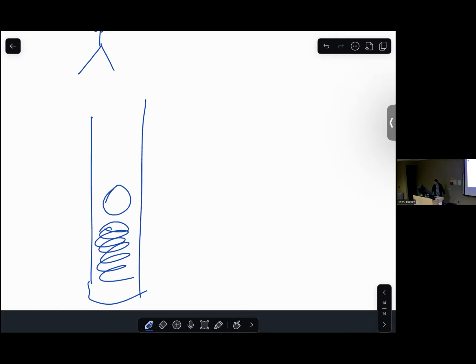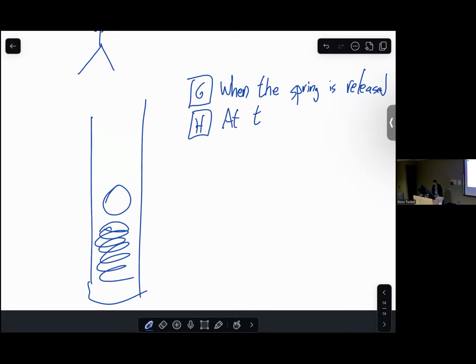I want you to analyze time 1 when the spring is released. The moment the spring is released. The instant the spring is released. What form or forms of energy do we have? Time h at the peak of motion. The highest point the ball gets. Identify the form or forms of energy.